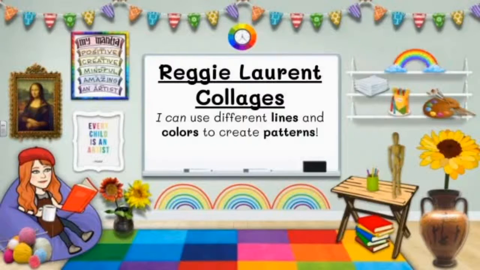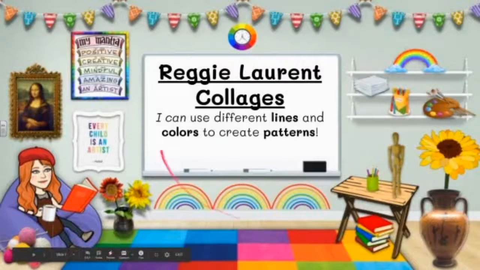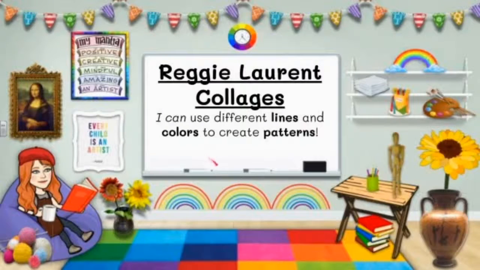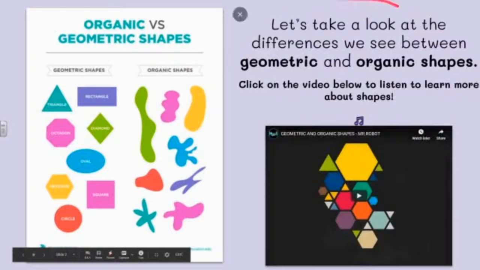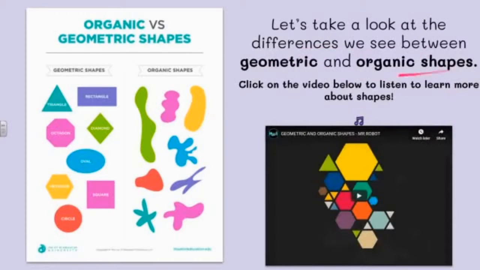So let's go ahead and get on to week 3 of our Reggie Laurent collage project. Our goal for today is to use different lines and colors to create patterns. But let's do some quick review of what a geometric and an organic shape is.